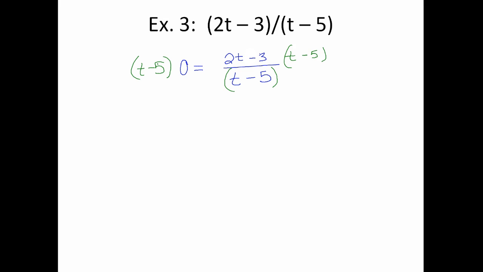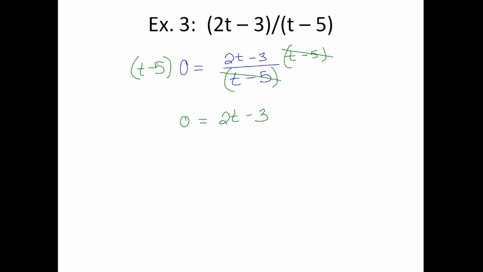So on this side, the bottom of my fraction is going to cancel out. On this side, I'm going to get t minus 5 times 0, so it's just going to go away. That was convenient. Over here I'm left with just 0, and over here I'm left with just the top of the fraction. So that becomes a very easy equation to solve.